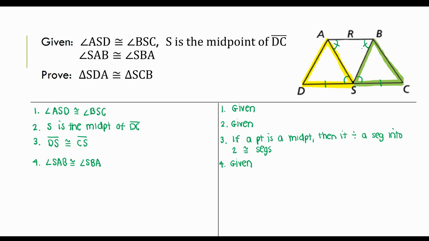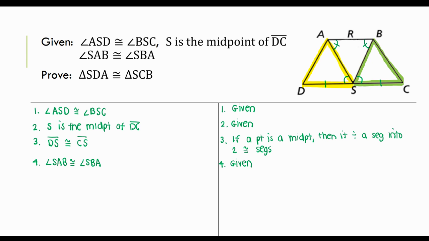So the question is, why did I give us angles that are outside of the triangle? Well, if we look at the two angles, SAB and SBA, they're in a triangle of SAB. And if I have two angles in a triangle that are congruent, then remember the sides opposite those angles are congruent.